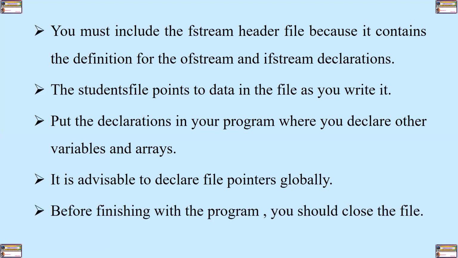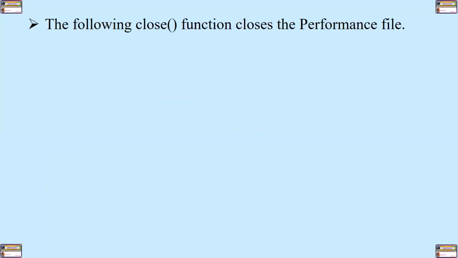Before finishing with the program, you should always remember to close the file, and you close the file using the file pointer followed by the close function. So the following close function closes the performance file: students file.close. Why am I saying that it is closing the performance file? It is because we have already associated our file pointer for the performance file with the name students file. So if you want to close the performance file, we just need to make use of the file pointer and then close. So students file.close.